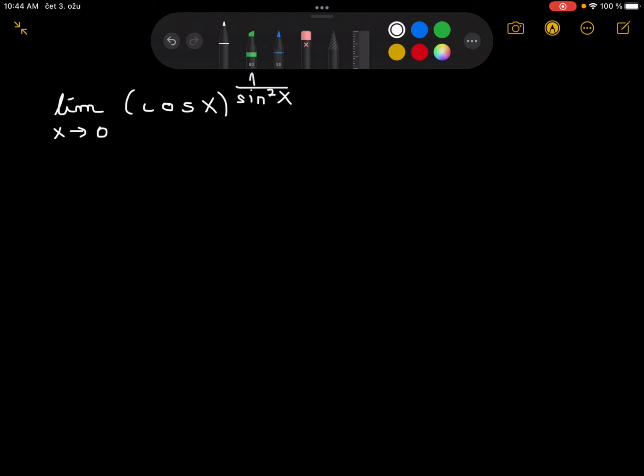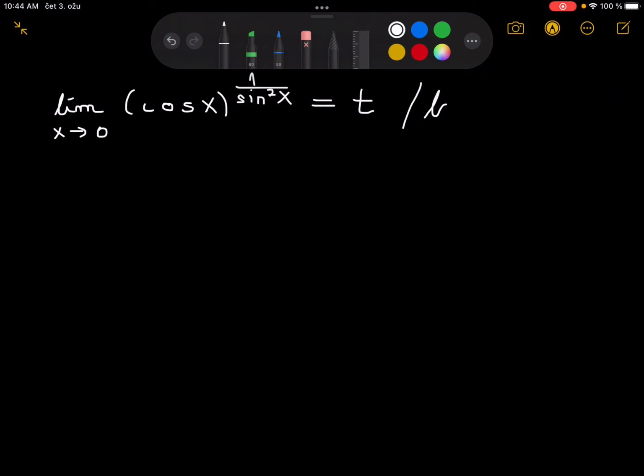Why? Because both cosine x and 1 over sine squared of x are even functions. So both the left and the right limit, assuming they exist, and they do, will be the same, and that will be the limit that we have presented in this video. So first of all, I'm going to call this limit t.